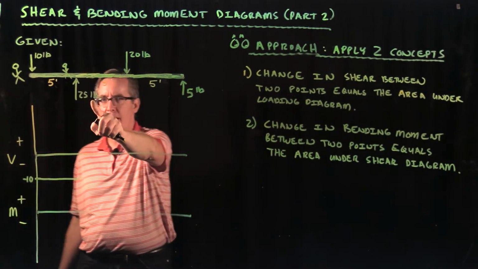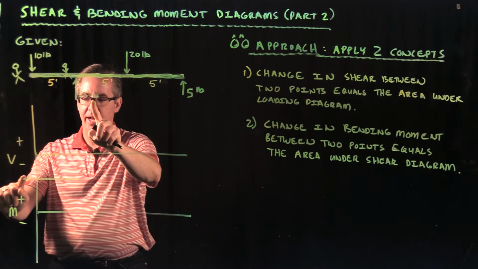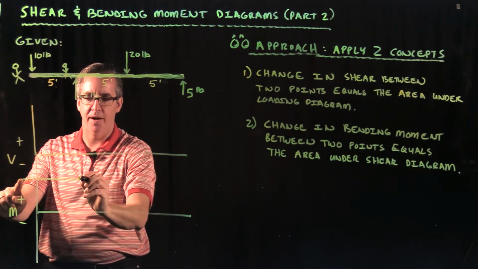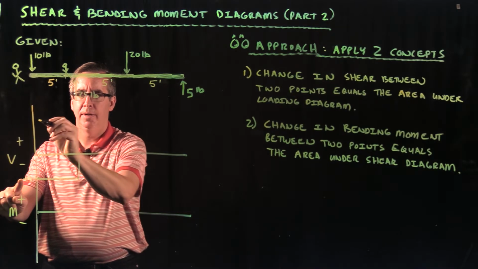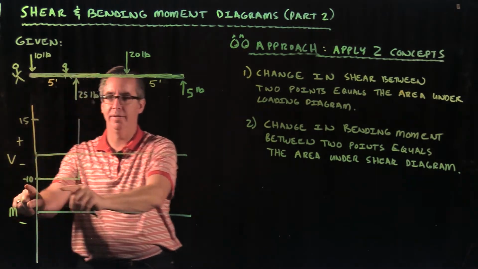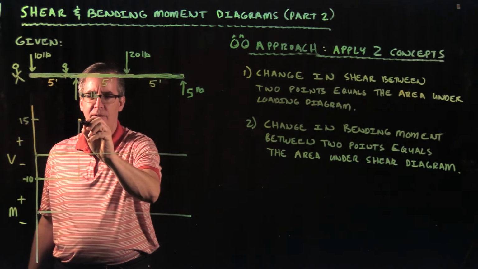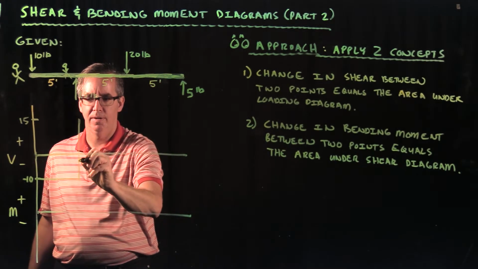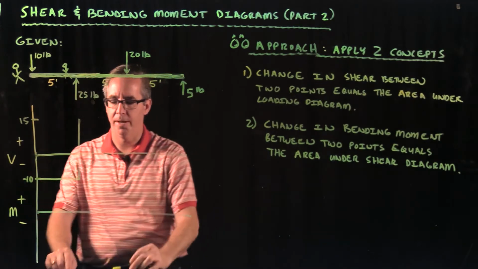So the 25-pound reaction, when you start with a negative 10 and now we go up 25, gives us a value of the shear right here of 15. Again, that would be the minus 10 plus 25. Let me draw this a little deeper here. There we go. Hopefully that shows better.